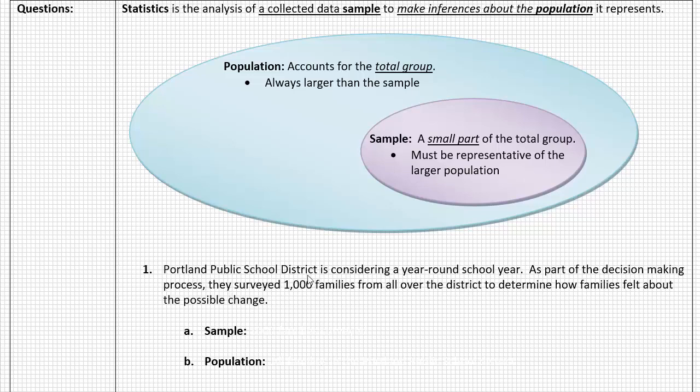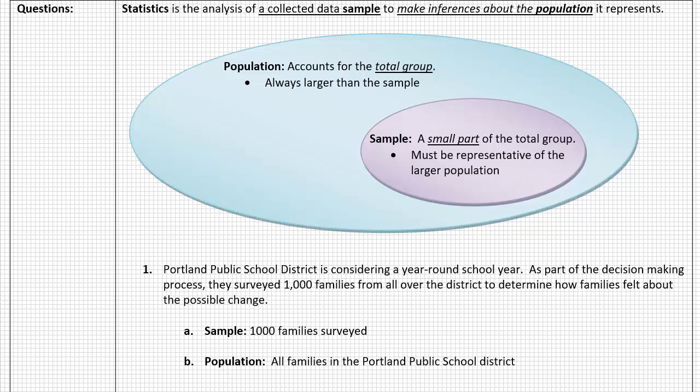Well, it's Portland Public School District, and they surveyed 1,000 families. Surveys are how we collect data. So these 1,000 families that were surveyed must be our sample. If the 1,000 families surveyed is our sample, what do they represent? What is the larger population that these 1,000 families represent? That's right. We're talking about families within the Portland Public School District. They want to know how families feel about this possibility of a year-round school year. So all of the families that are in the Portland Public School District would be the population.